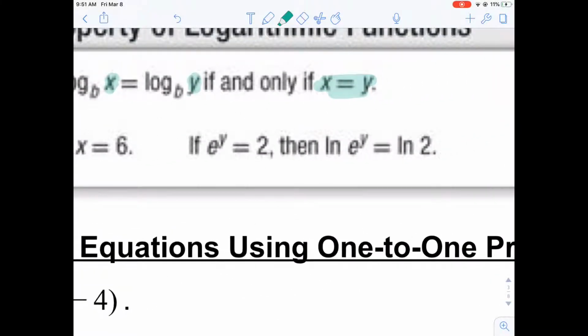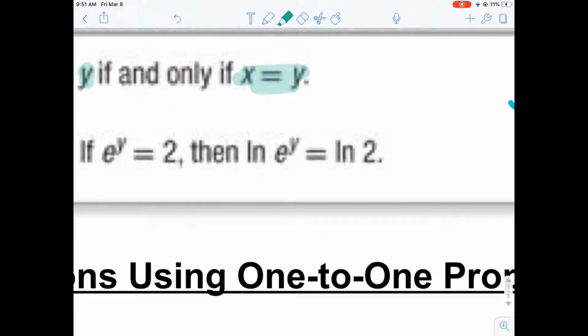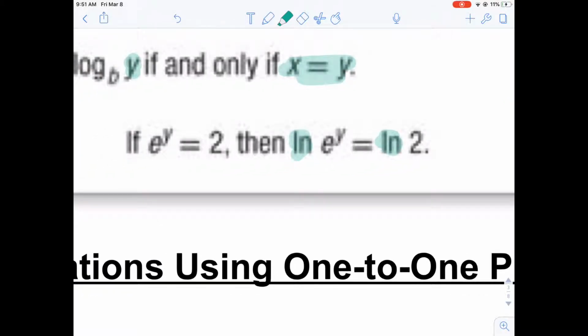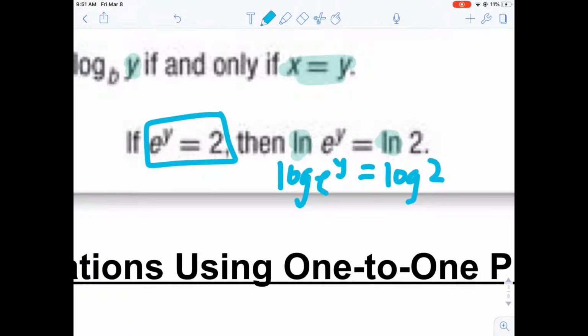Over here, if we know e to the y is equal to 2, then if you plug those into any logarithm, and if you have the same base on both sides, so ln obviously is the same base as ln, then we know that ln of e to the y has to equal ln of 2, because we know e to the y is equal to 2. I could have done log of e to the y is equal to log of 2. So knowing this little fact here can create lots of different logarithms from that.